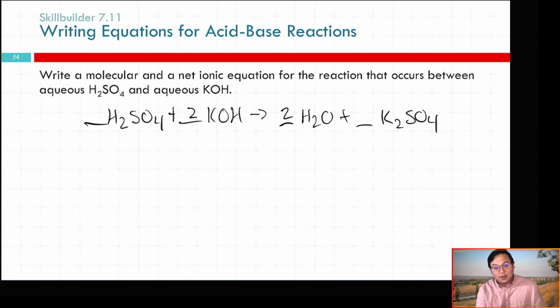Again, forgetting to count the other hydrogens. All of the hydrogens in the solution. So make sure you're counting all of them. Okay, so we've got our balanced molecular equation.